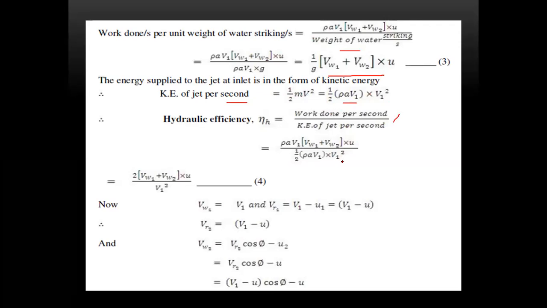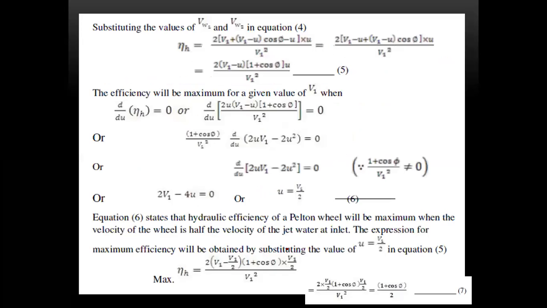Now the hydraulic efficiency is the work done divided by the kinetic energy of the jet per second. Apply the formula for work done and kinetic energy. Upon solving this, this is equation 4. Solving all these and substituting values, we get equation 5. Finally the hydraulic efficiency for the Pelton wheel is this one, right? This derivation we have already discussed in the classroom notes.